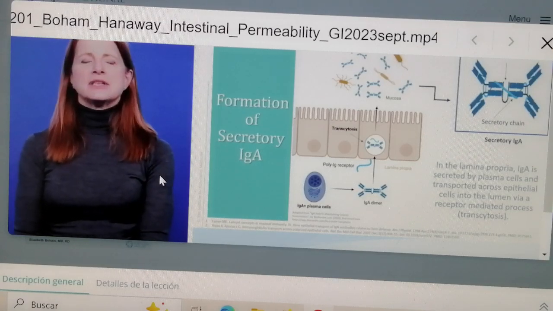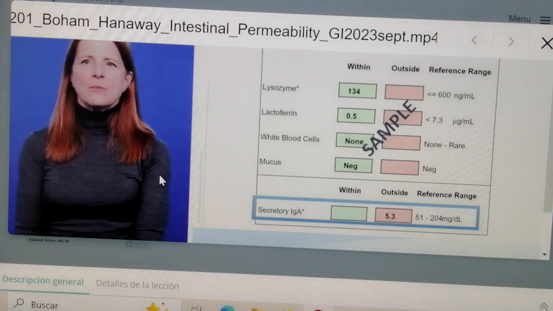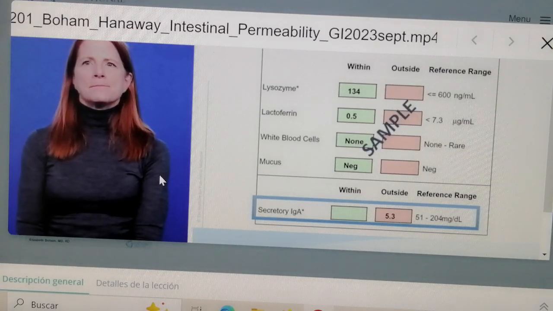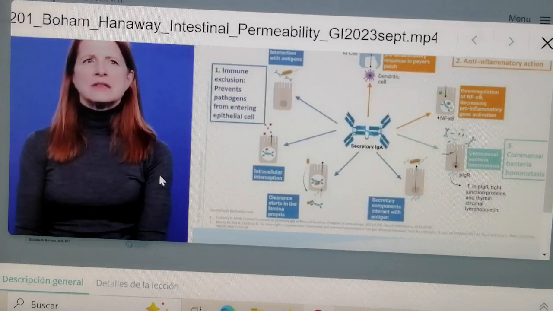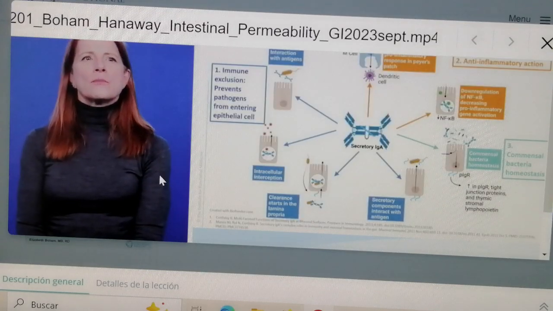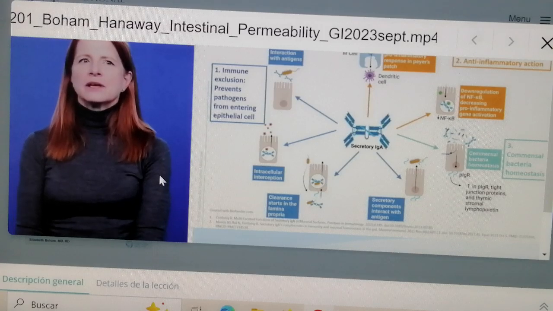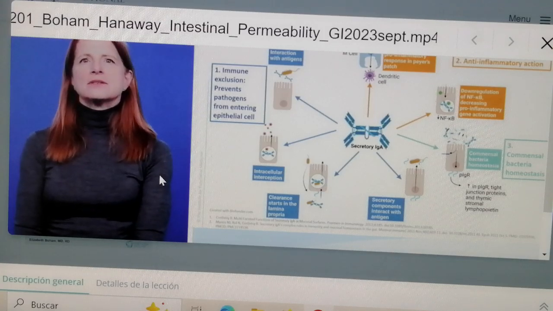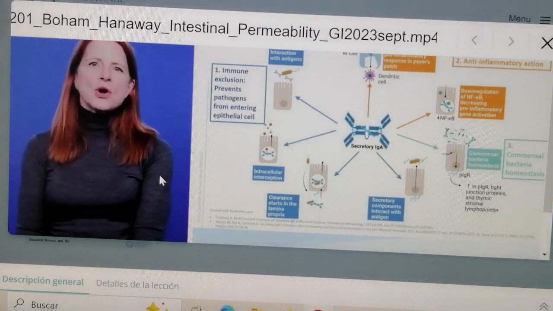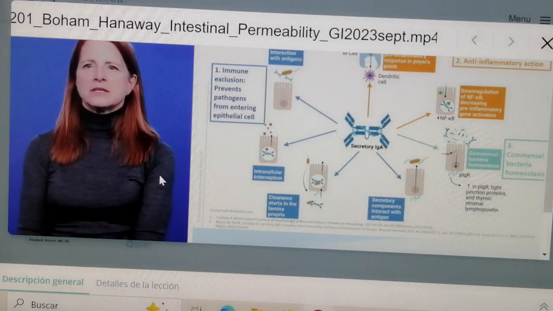So here you'll see secretory IgA by this testing company that is low. And we're like, okay, low is not good either, because secretory IgA is really important for preventing pathogens from entering the epithelial cells. It's got a lot of anti-inflammatory action, and it can help create homeostasis with the commensal bacteria.